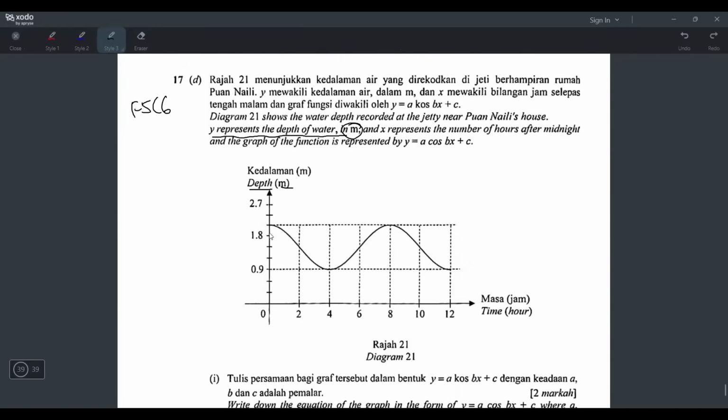Dia punya dalam. Okay, and the x represents the number of hours after midnight. So this number of hours. And the graph of function is represented by y equals a cos bx plus c. So yeah, you can clearly see this is a cos graph because the shape is like an underwear, right? Okay, now it says soalan A.